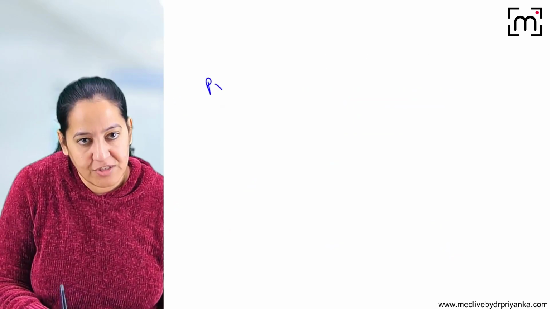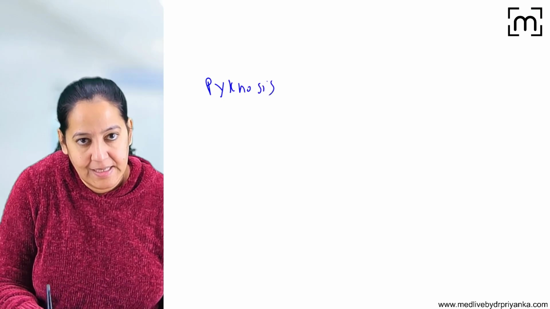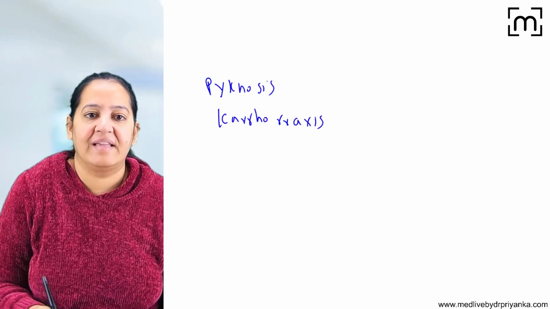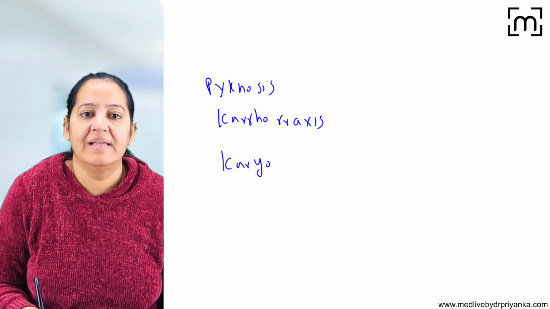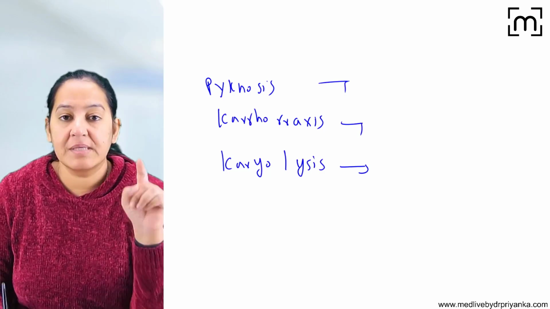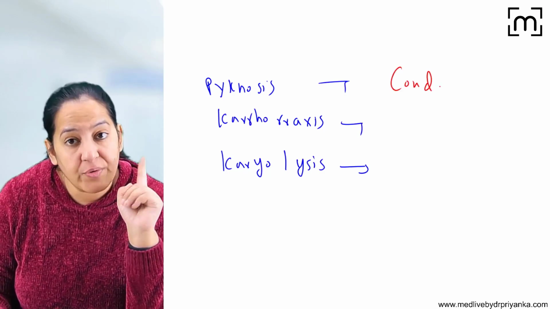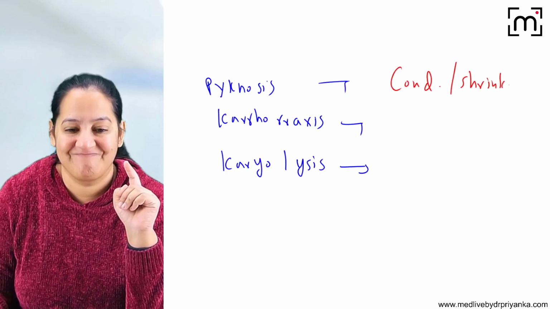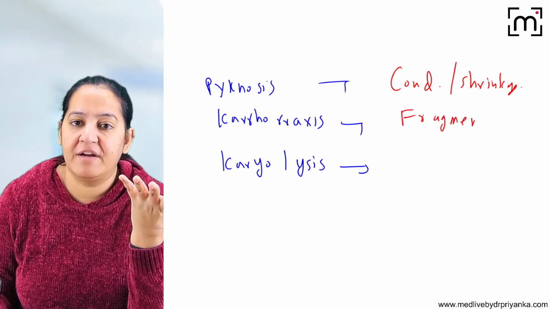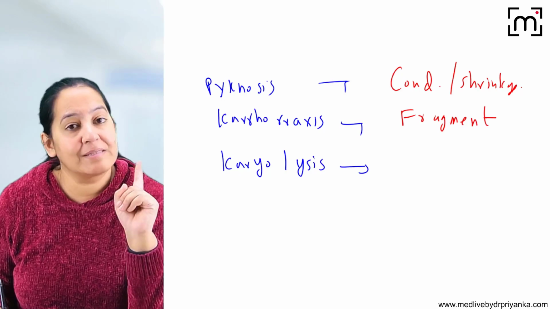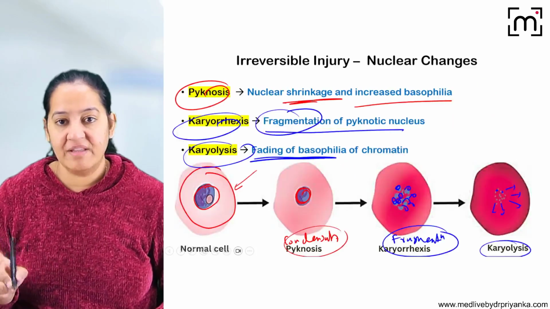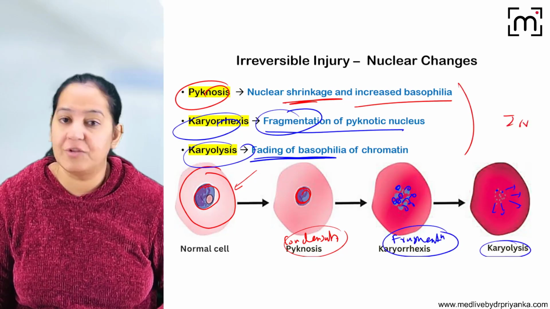So I told you 3 terminologies: pycnosis, karyorrhexis, and karyolysis. So what is pycnosis? Pycnosis is condensation or shrinkage of the nucleus. It becomes dark blue in color. Karyorrhexis is fragmentation of the nucleus. It gets fragmented into multiple pieces. And karyolysis is loss of basophilia or fading of basophilia. So blue color is lost. One by one, these are the 3 things which occur in irreversible cell injury, not reversible.